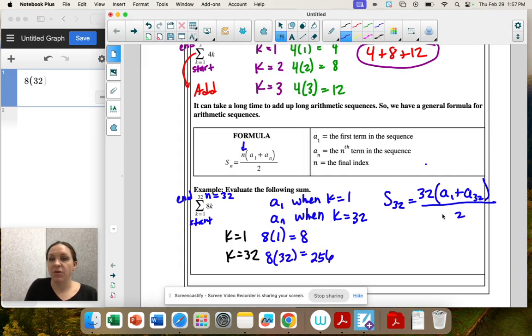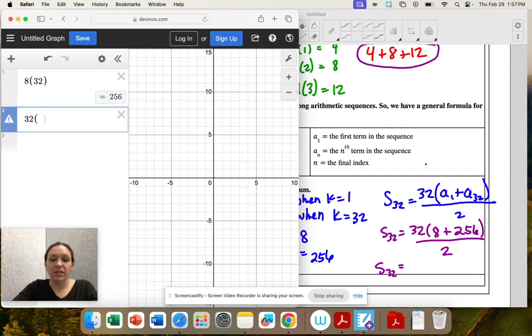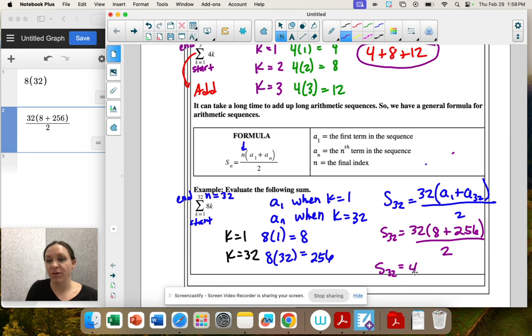All right, so now I'm going to go rewrite this. So sum of 32, n is 32. And then we take our first term plus our last term and divide that all by 2. And that is the sum of all 32 terms. So 32 times 8 plus 256, all divided by 2. So 4,224. So do you see that would have taken a long time if we were to do it all individually? So that's why we have that formula.